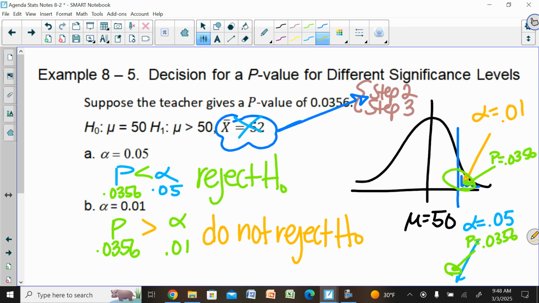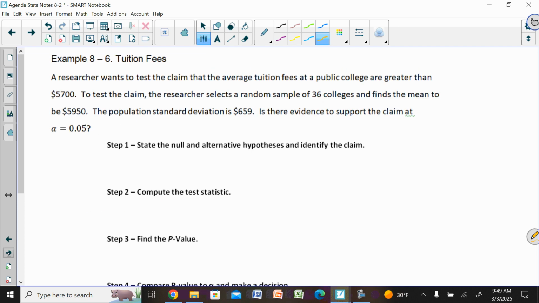So if you just like the formula: if P is greater than alpha, do not reject. If P is less than alpha, reject it. If you're a picture person, you need to understand what you're looking at. Think about how your p-value, is it all contained within alpha or does it overflow? Okay, so now that I did that out of order, let's talk about an example of tuition fees.